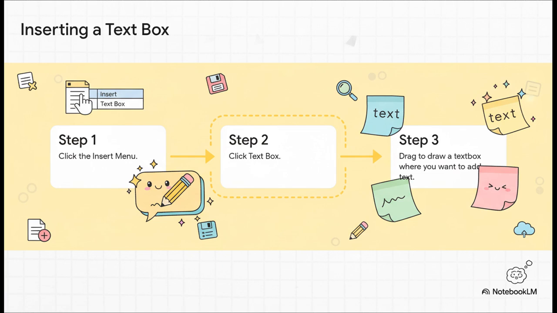But what if you want to add words somewhere else, somewhere special on the page, not just in those main boxes? No problem. Just go to the Insert menu and choose Text Box. You can then draw a box of any size anywhere you want and just start typing. It's like having magic sticky notes for your slide.